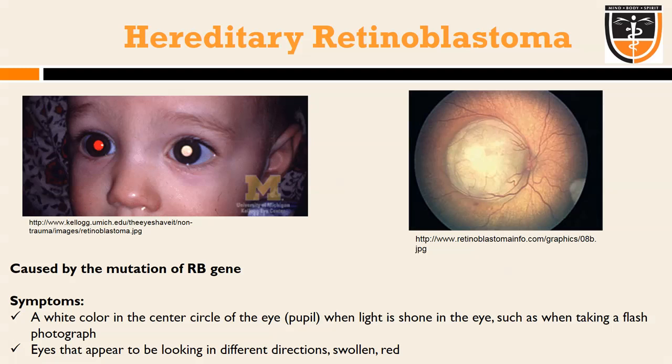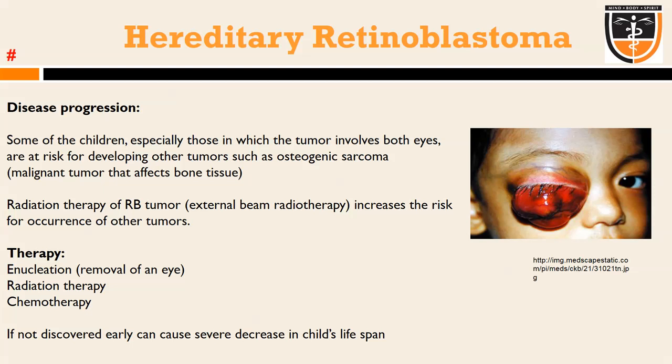So it's actually caused by mutation of retinoblastoma, and the symptoms are a white color in the center of the pupil when light is shown in the eye, such as when taking flash photography. And the eyes will also appear to be looking in different directions. They will be swollen. But usually you don't see much. You just see that white spot. This is the problem. So some of the children, especially those in which the tumor involves both eyes, are at risk for developing other tumors, such as osteogenic sarcoma, very bad stuff all over their bones. So if they have a retinoblastoma problem, they will have problems with their eyes, but they will also develop tumors of their bones.